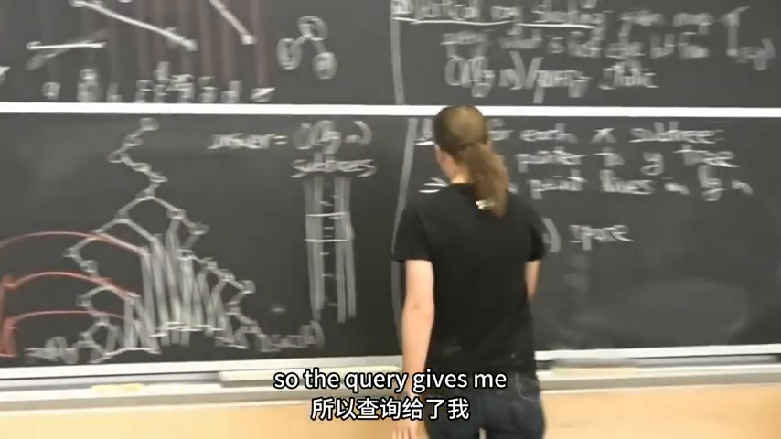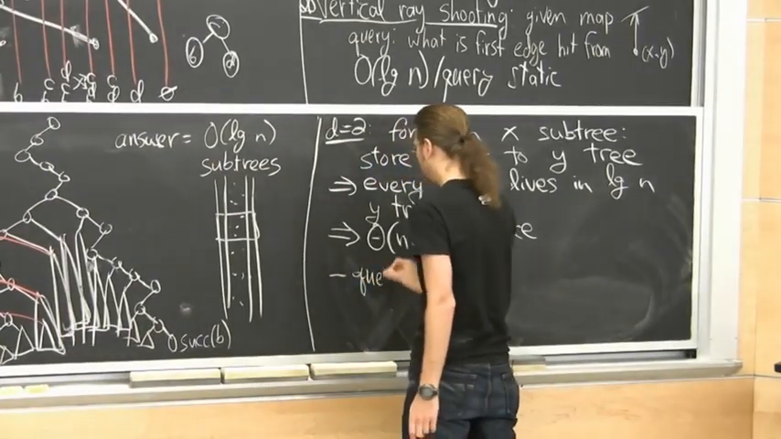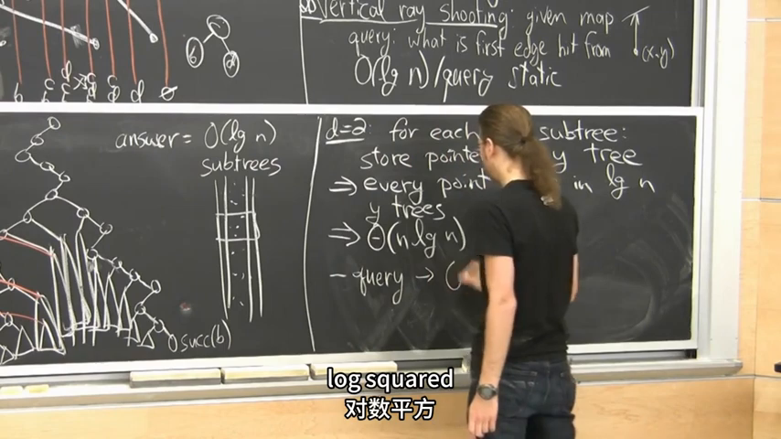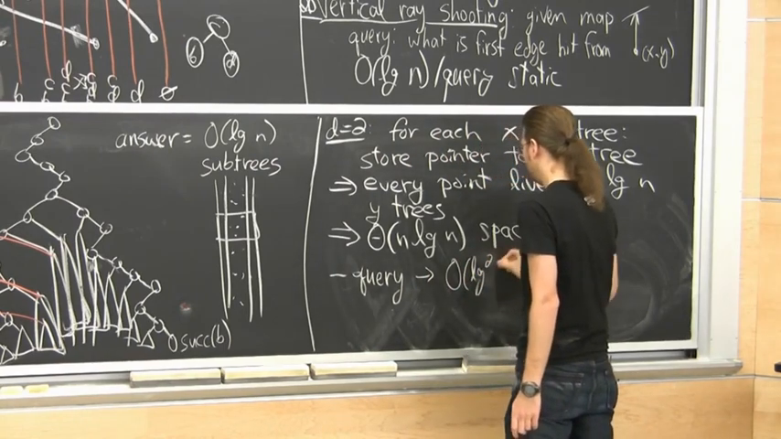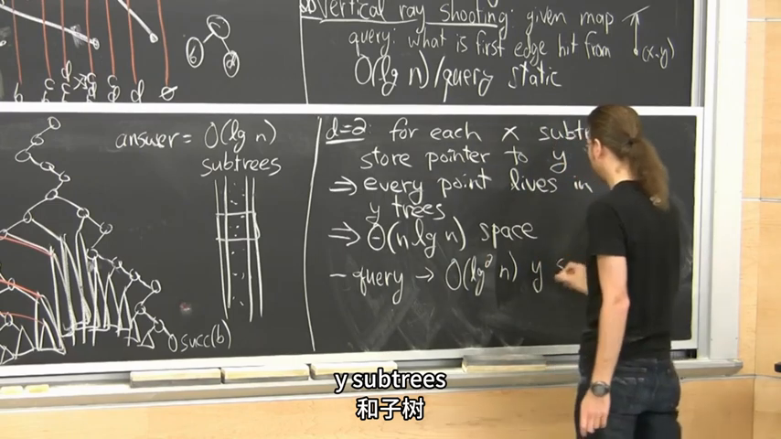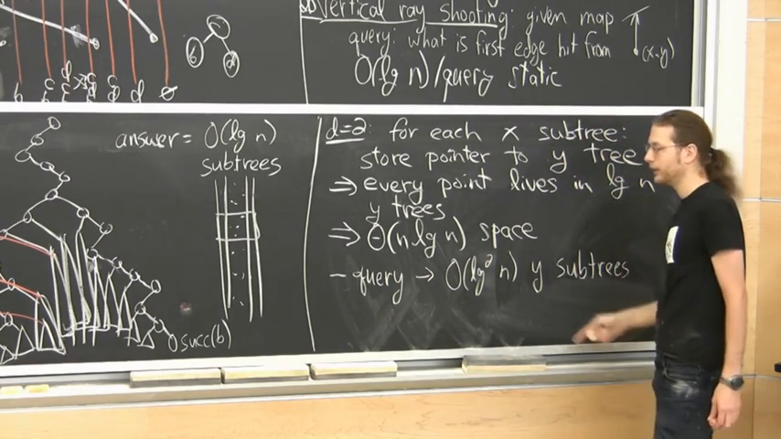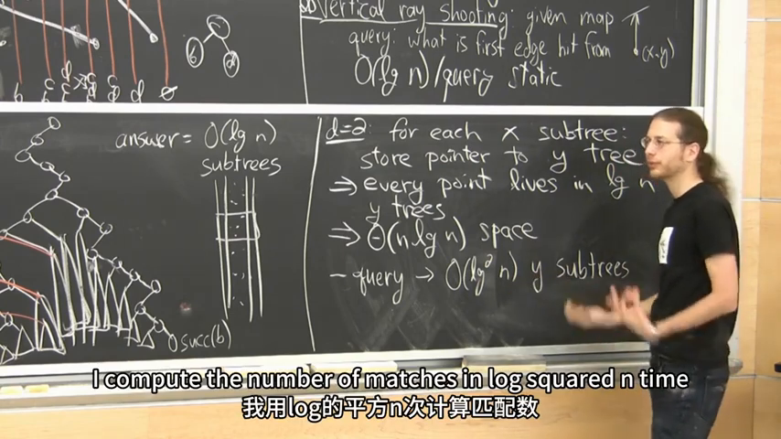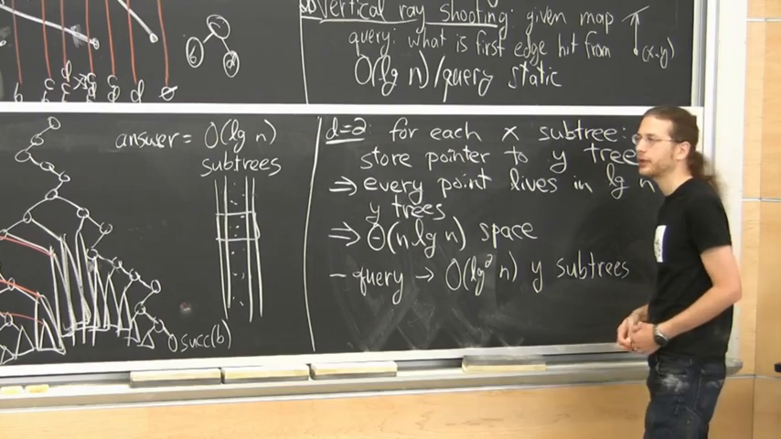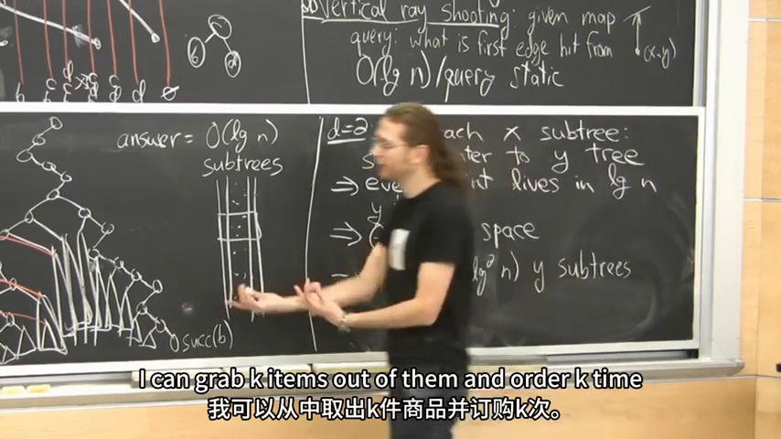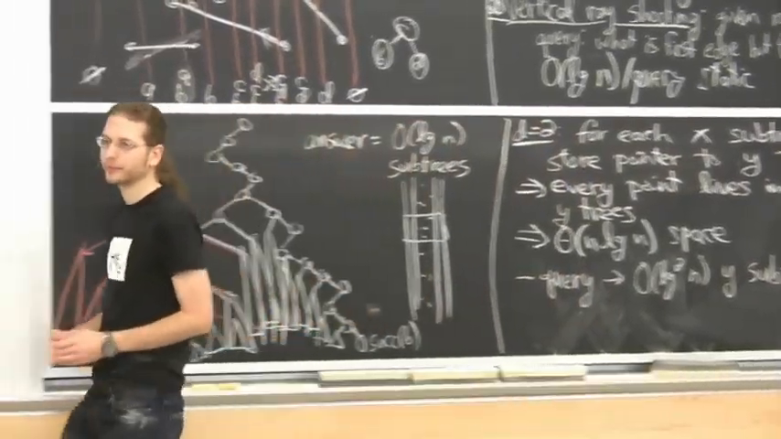So the query gives me log squared y subtrees. It takes me log squared n time to find them. If I have subtree sizes, I compute the number of matches in log squared n time. If I want k items, I can grab k items out of them in order k time.